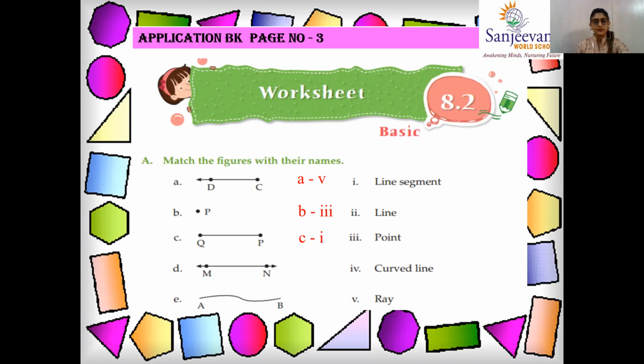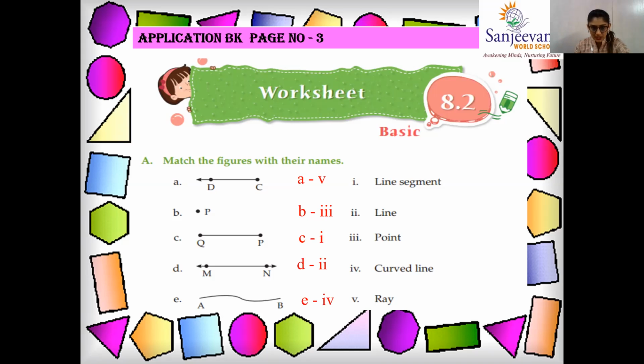Then D. D is a line MN. It's endless on both the sides. So it's a line, match it with the second one. And E is just a curved line over there, line AB, but it's a curved line. So match E with the fourth one.